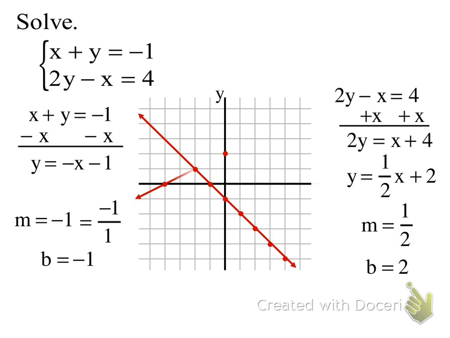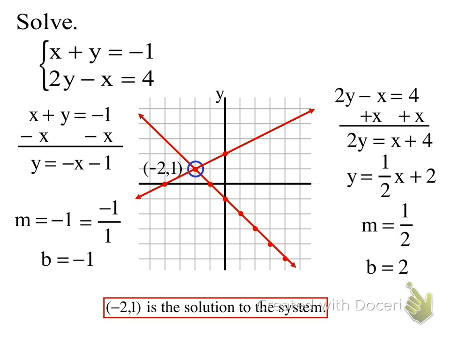The solution is... It's not x equals, y equals, it's an ordered pair. What is it? -2, 1. Good. So the solution to the system is -2, 1. Questions?